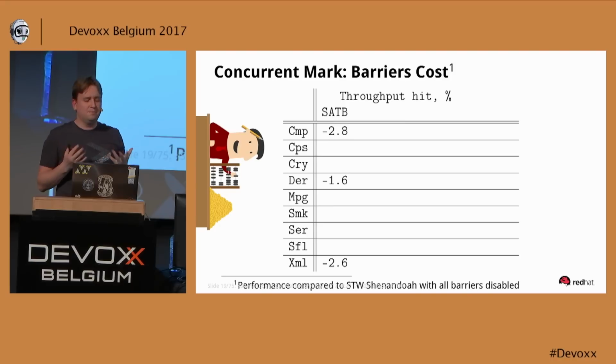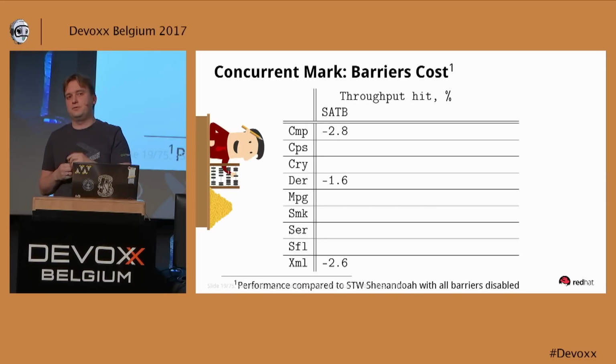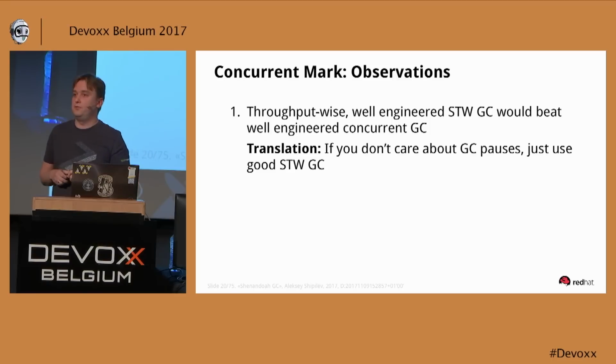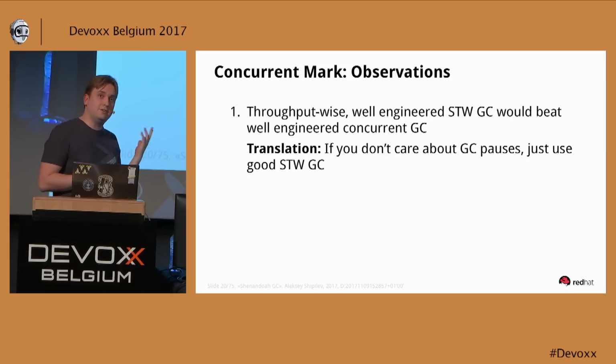If you look at the workloads, if you have the suite of benchmarks, you will realize that even the fast path of SATB, which has like 3 instructions before each store, costs you. So you can have the overheads of around 3% just because of the SATB. And this drives us to the first observation, that throughput-wise, a well-engineered stop-the-world GC would beat the well-engineered concurrent GC because there are these barriers there.